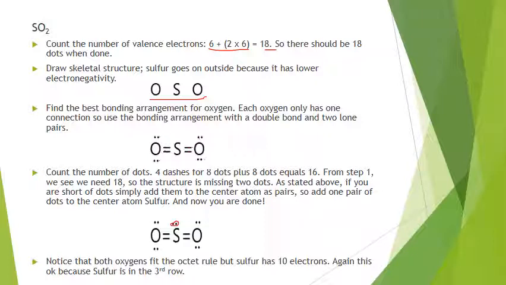Now if you count up the number of valence electrons, each oxygen has 8, but the sulfur has 2, 4, 6, 8, 10. And again it can do this because it's in the 3rd row.